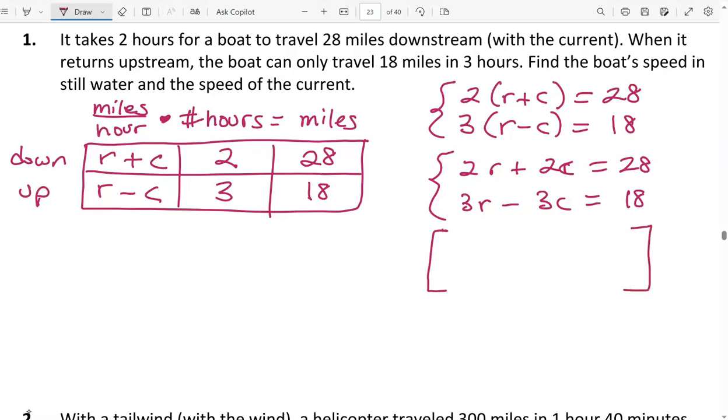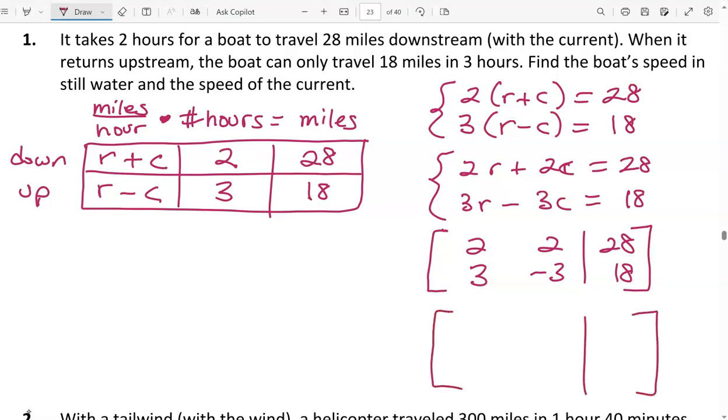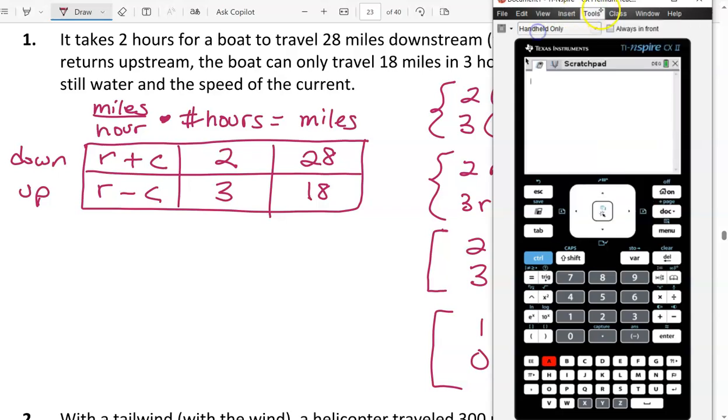There are only 2 variables, so 2, 2, 28. Vertical line goes for the equal sign, or stands in the place of the equal sign, and then second row is 3, negative 3, 18. We're going to write that in reduced row echelon form, and when we do write that in reduced row echelon form, the result on the left side of the vertical line is going to be that identity matrix with the diagonals equal to 1 and all other entries 0. Let's see what the calculator gives us when we write the reduced row echelon form.